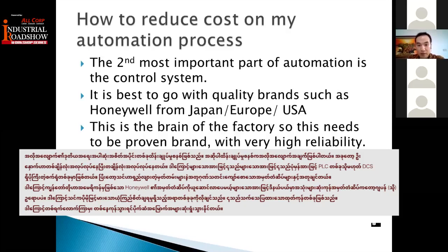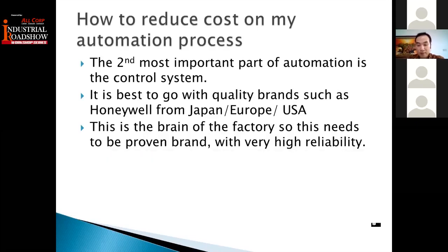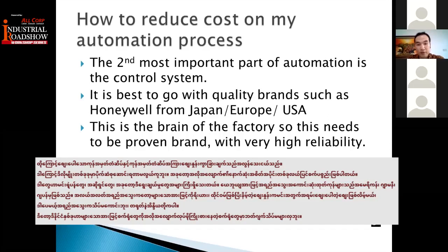So if it takes one day to fix, you will lose one day of production. And that is a lot of money. So the price difference between a cheap brand and a good brand is very small. So it makes no sense to save money on something like that.